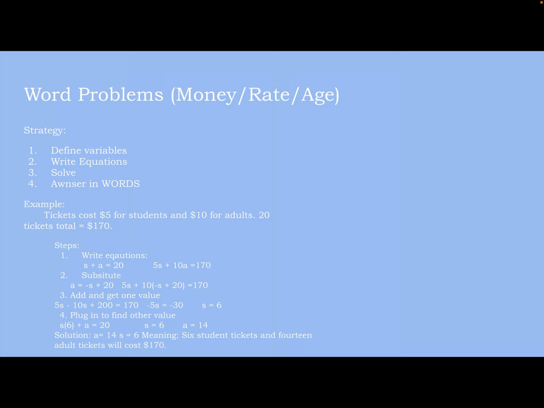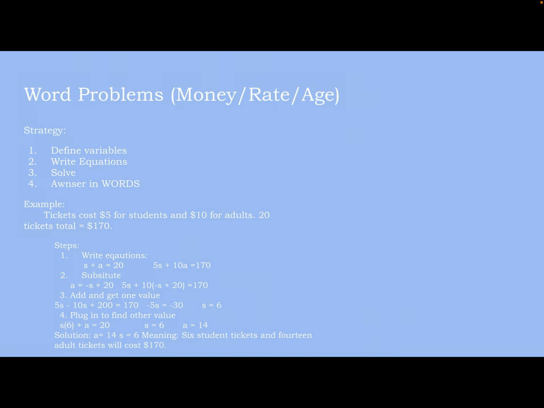At first that seems wrong, but then you realize when you divide by the negative, you get S equals 6, which is positive. So that means you're going to have 6 student tickets. Then you're going to plug that 6 back into the original equation of S plus A equals 20. So you're going to have 6 plus A equals 20, meaning A is 14.